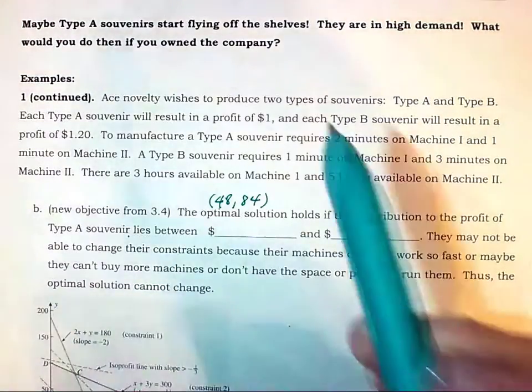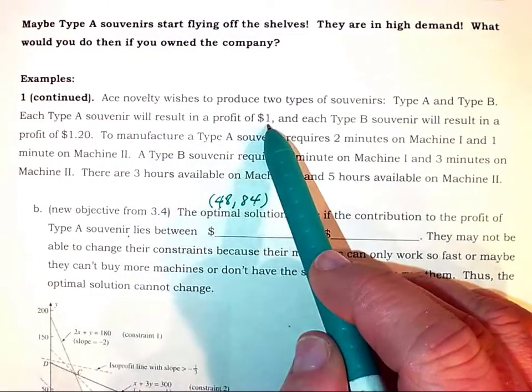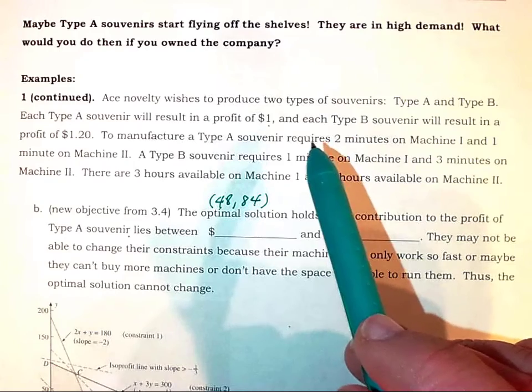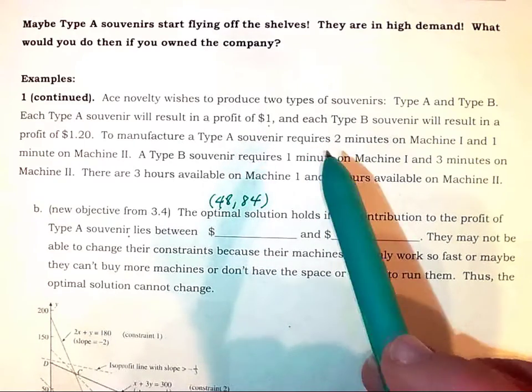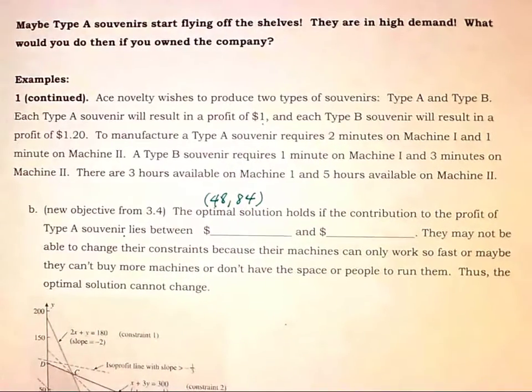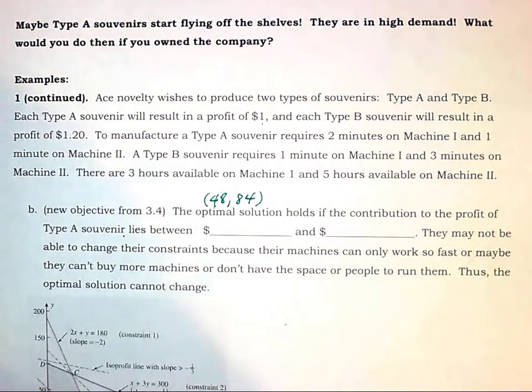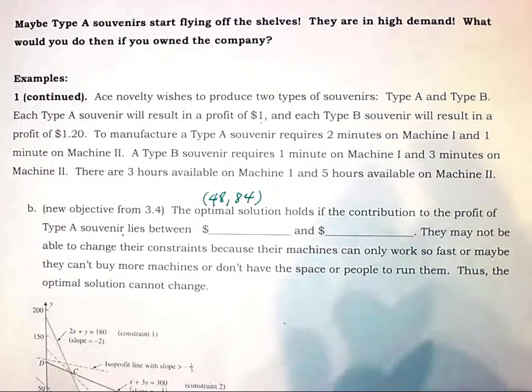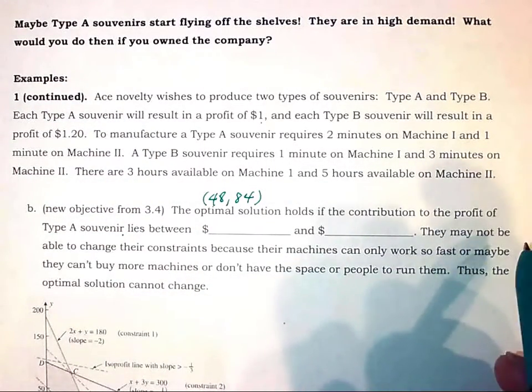Now, we wouldn't want to look at the profit from type A and then go, okay, well, what happens if I make it $1.01 or $1.02 or $1.03? Because then you're going to have to solve hundreds of linear programming problems, and that would just take forever. So math can actually take the guesswork out of all this and figure it out for you. So I'm going to show you how to do that.